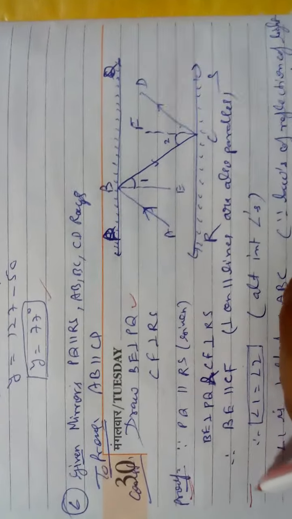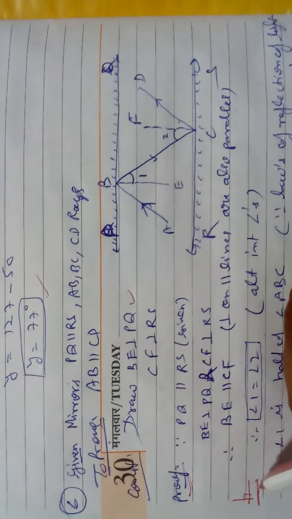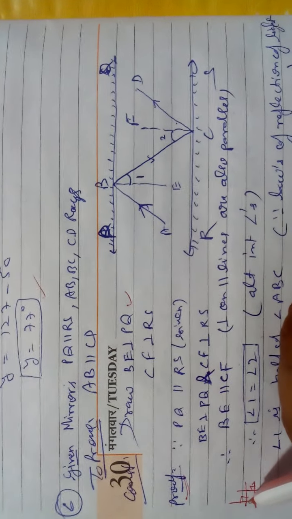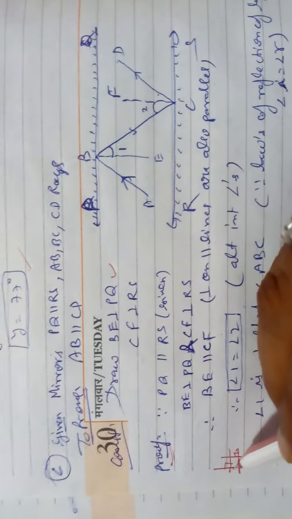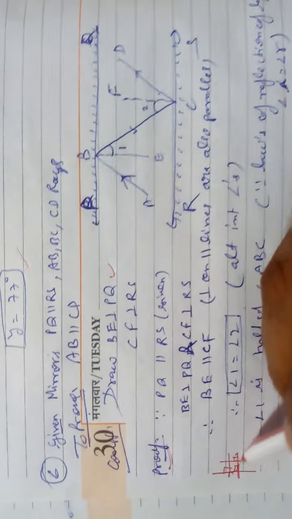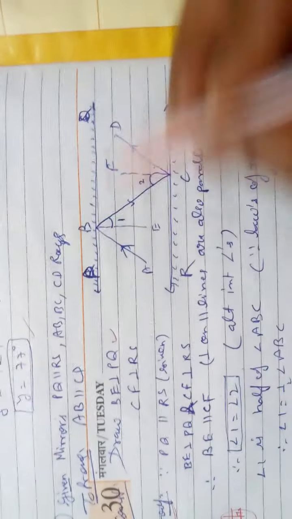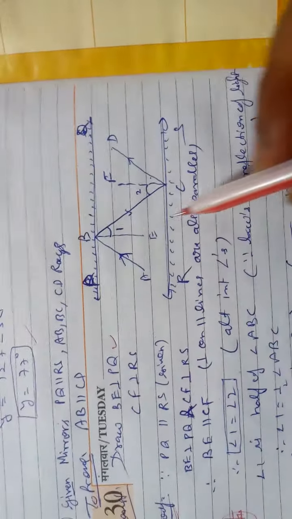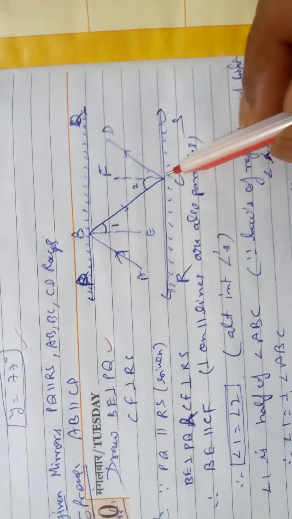Any parallel lines are given, you draw a perpendicular here, one perpendicular here, and you produce it here. Then a pair of corresponding angles is equal and so it is parallel. So by this rule, perpendiculars on parallel lines are also parallel. So BE is parallel to CF.